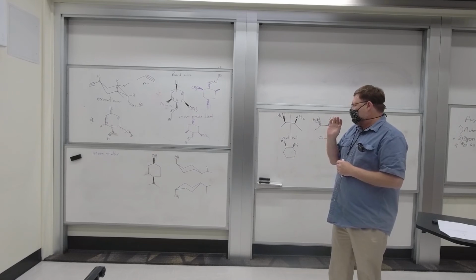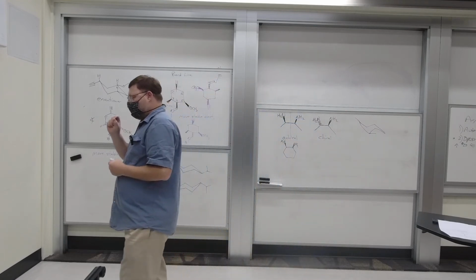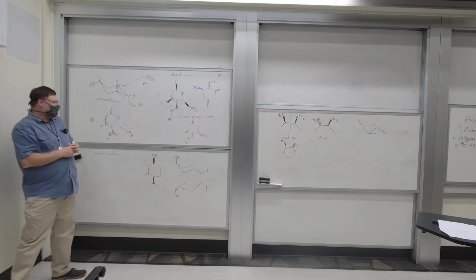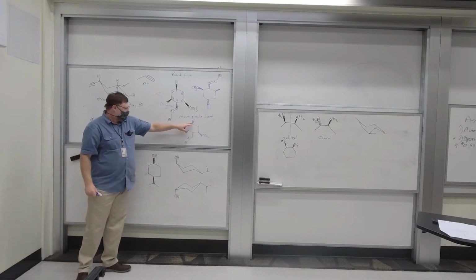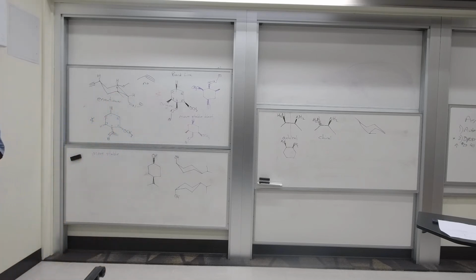Let me back up. I think it was about relationships. So 1,2 and 1,4 on a cyclohexane. Both of those groups can be equatorial if they're trans.